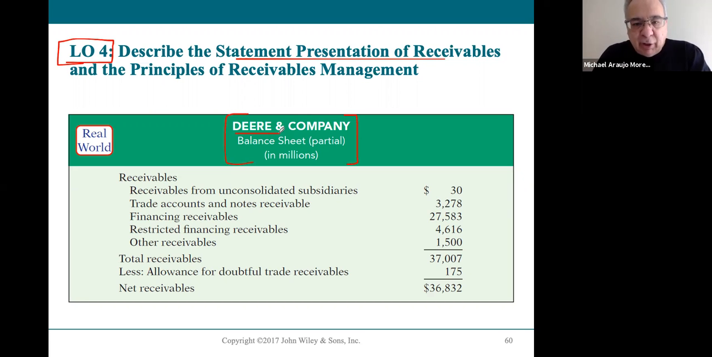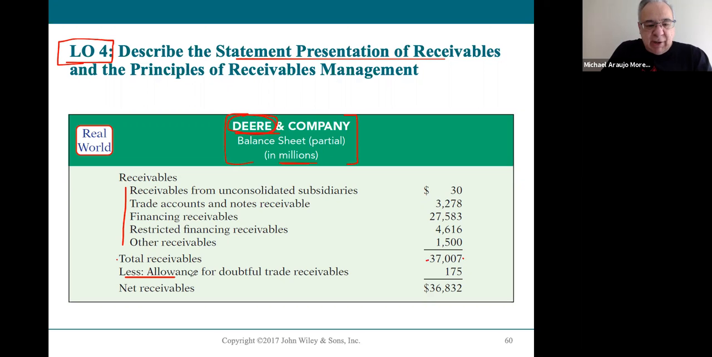But Deere's a large manufacturer of a number of different types of goods. And clearly they have lots of receivables. How much? Well, 37 billion. These are in millions, so you have to add 6 zeros to all these numbers. That makes this number 37 billion. I don't know what you think, but 37 billion is a lot of dough.